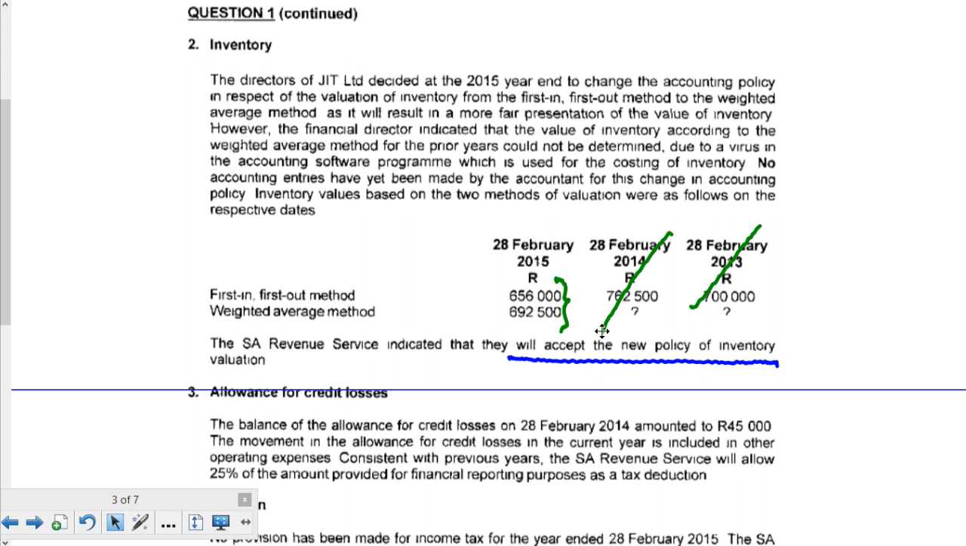So let's look, decreasing cost of sales, increasing tax expense. Decreasing cost of sales makes it bigger profit, bigger tax. And then we're increasing inventory, it's a debit, and we're increasing current tax due, which is the liability. That's perfect. Okay.